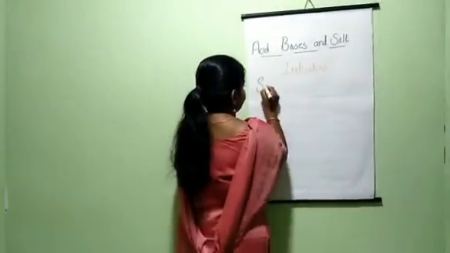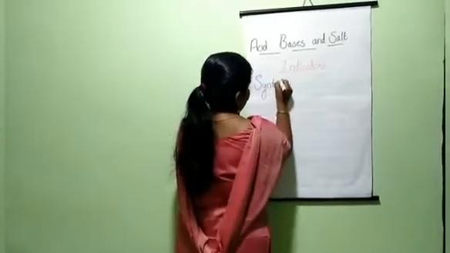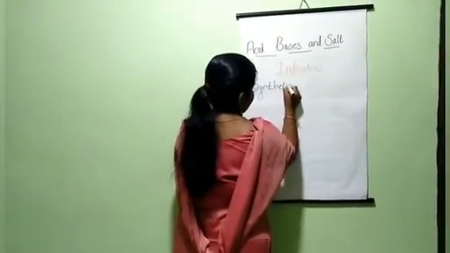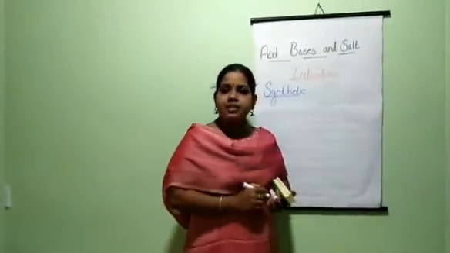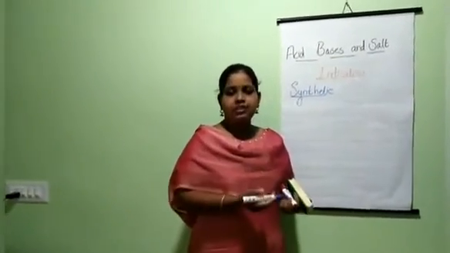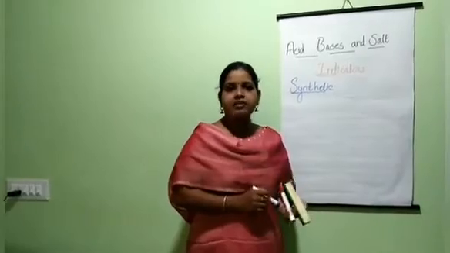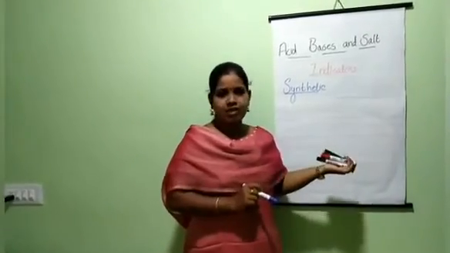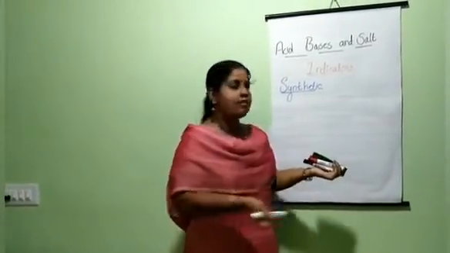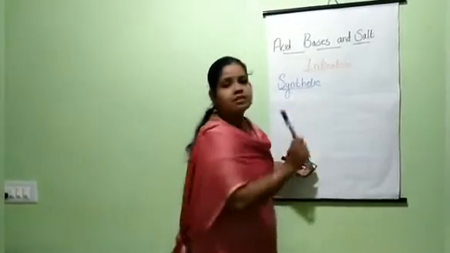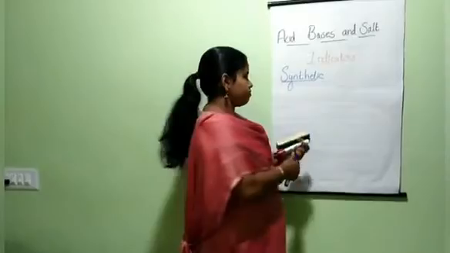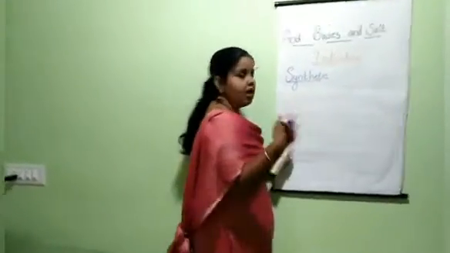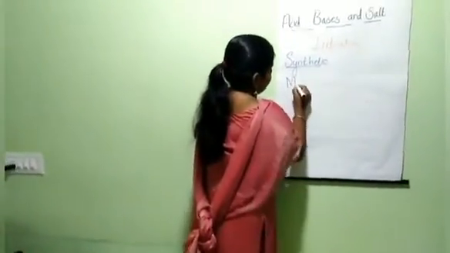Second type is synthetic. From the name itself, we can define what is meant by synthetic indicators. Synthetic indicators are those indicators which are prepared from chemicals in a laboratory. First one is natural, that is obtained from nature itself. Second classification is synthetic indicator, prepared in a laboratory. In labs, we use two types of synthetic indicators.